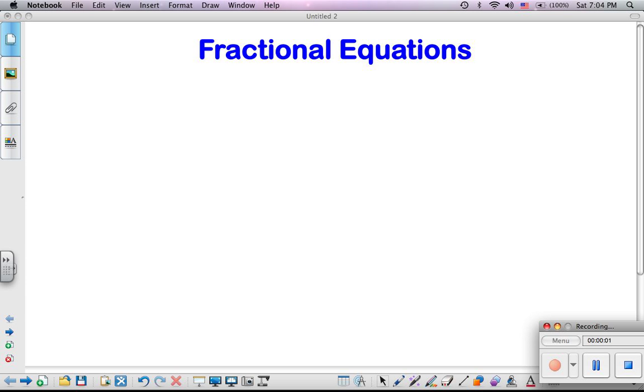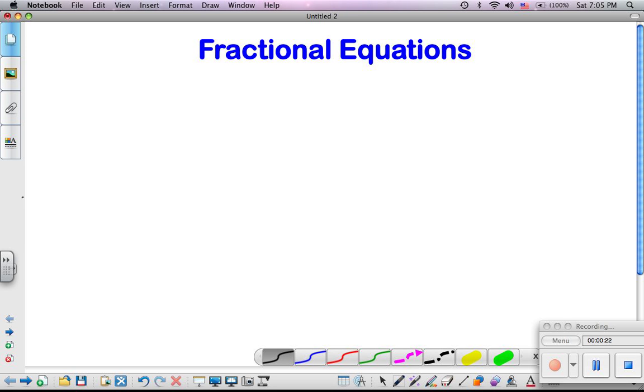Fractional equations. There are 5 steps to solving a fractional equation. So up to this point we've been dealing with expressions. These are the ones where we can potentially generate some extraneous solutions, so we want to be very careful. There are 5 steps on page 379 that you want to take a look at.